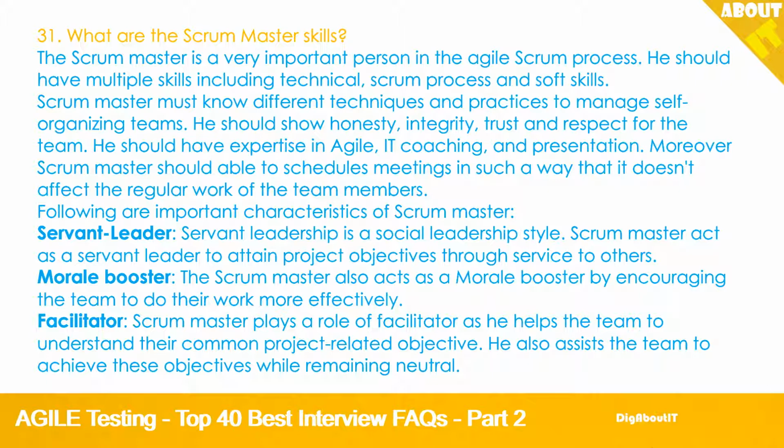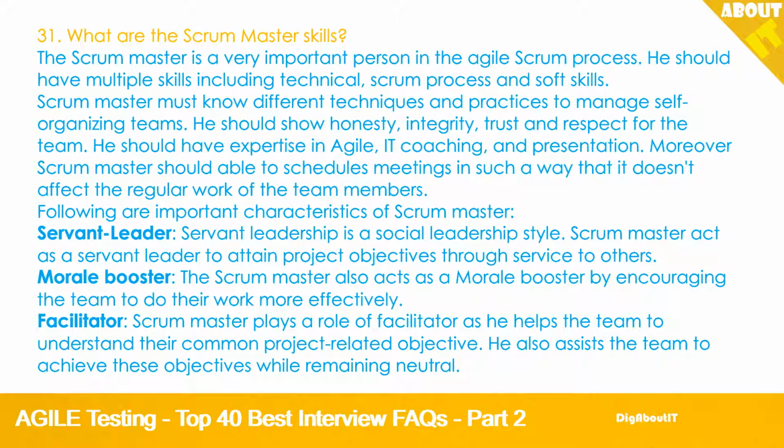Moreover, Scrum Master should be able to schedule meetings in such a way that it doesn't affect the regular work of the team members. Following are important characteristics of Scrum Master. Servant leader. Servant leadership is a social leadership style. Scrum Master acts as a servant leader to attain project objectives through service to others.